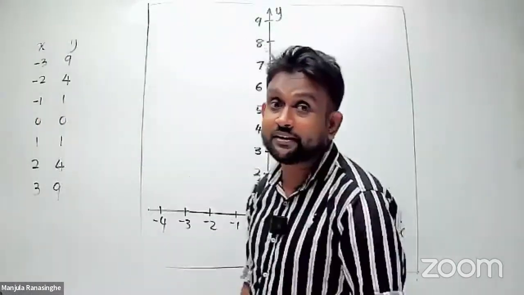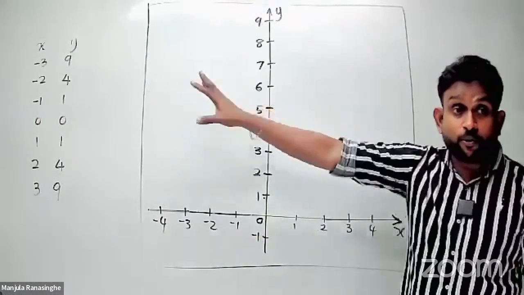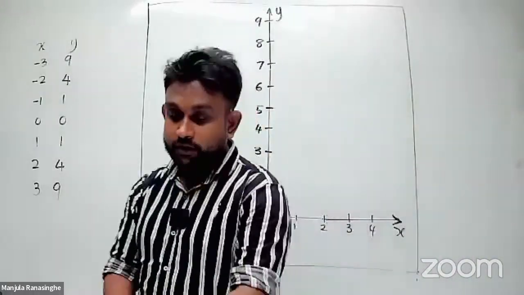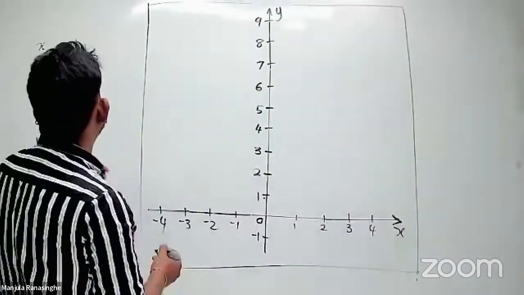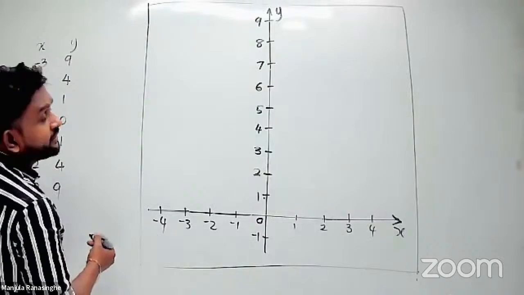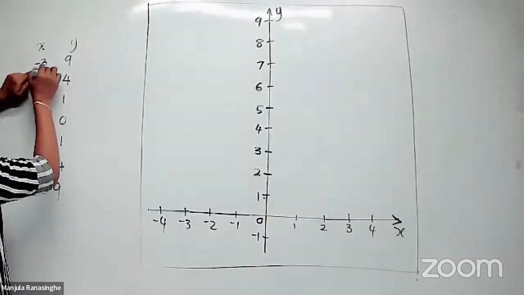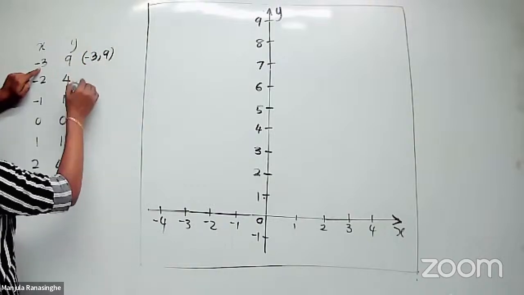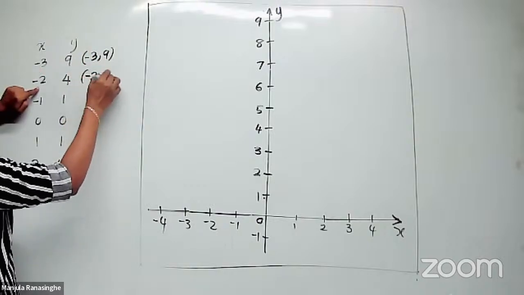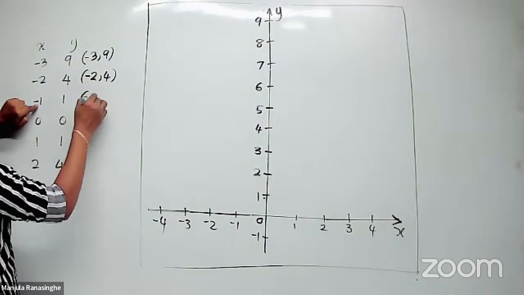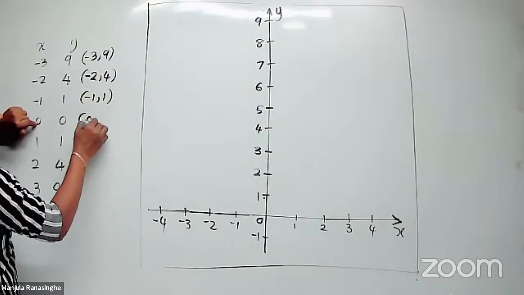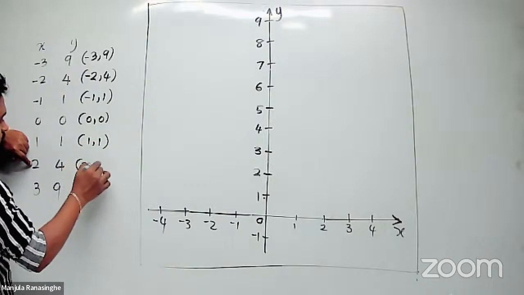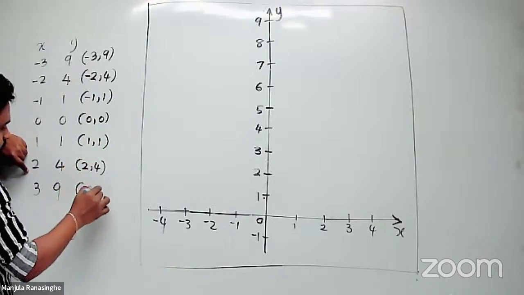Now you can see that you can plot the above coordinates within the graph itself. Right, now check how to plot it. X = -3, y = +9. The coordinate is (-3, 9). Here (-2, 4). Here (-1, 1). Here (0, 0). And here (1, 1). Here (2, 4). And here (3, 9).